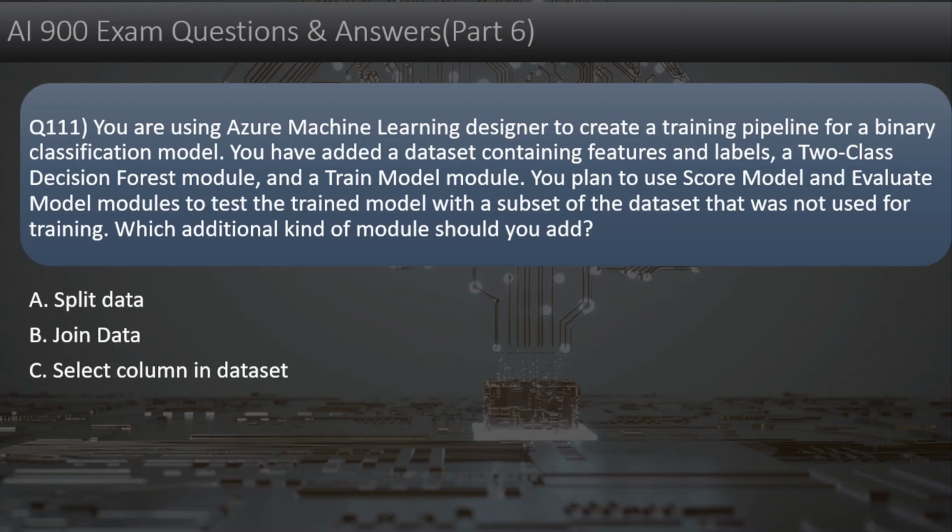Option A, split data. B, join data. C, select column in data set. Answer is option A, split data.